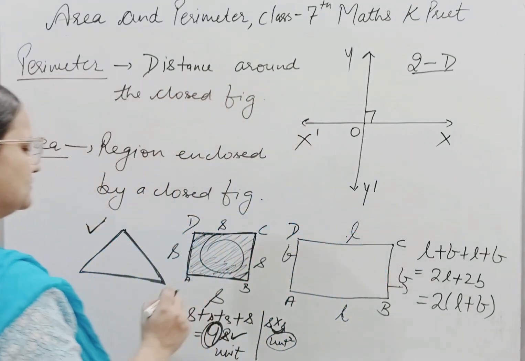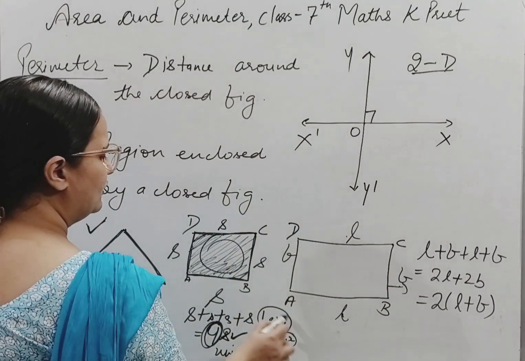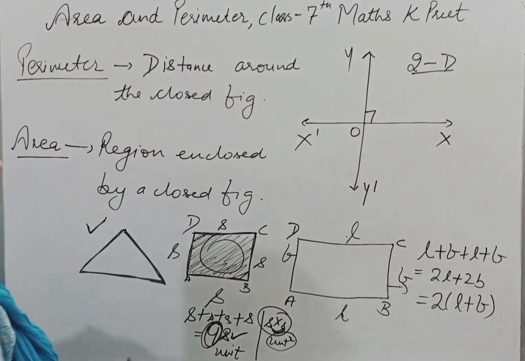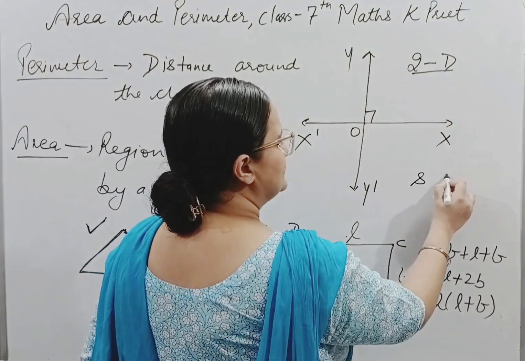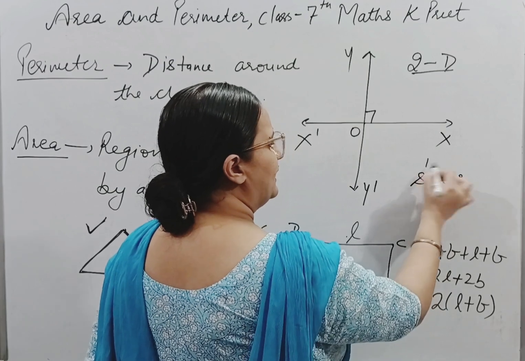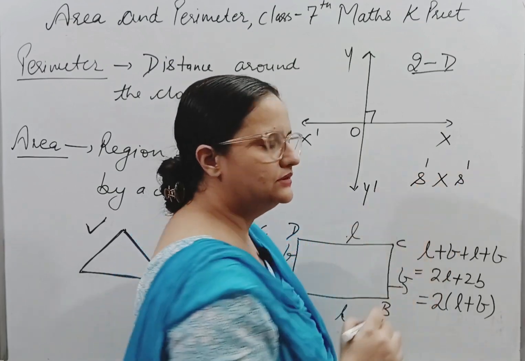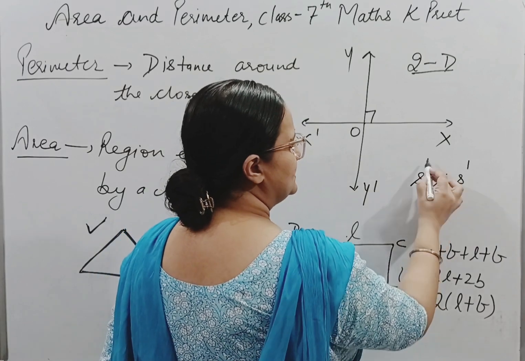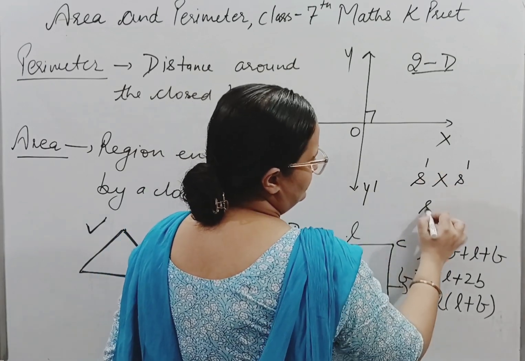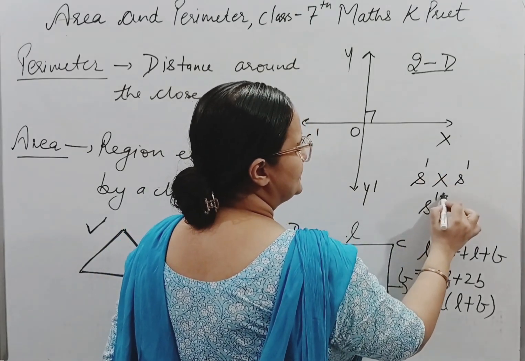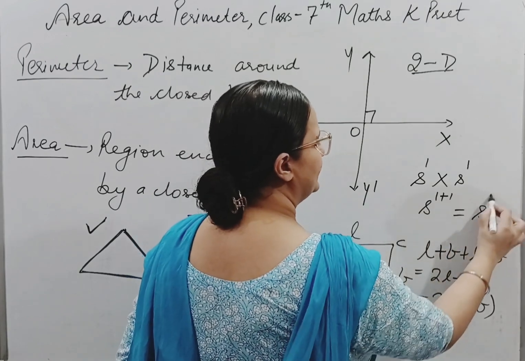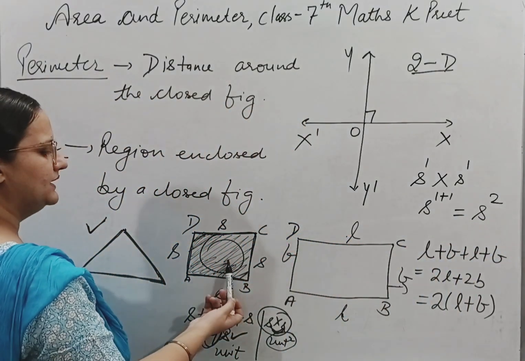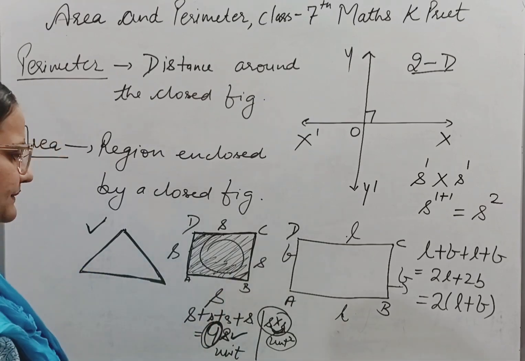Fine. So the formula for the area of a square is S square. S into S means S square. How? S times S, I am saying this is power 1, power 1. We need not write 1 in the powers, we don't mention 1. So S into S means raised to power 1. When the base is the same, we just add up the powers. We will get S square. So S square is the formula for the area of this square.